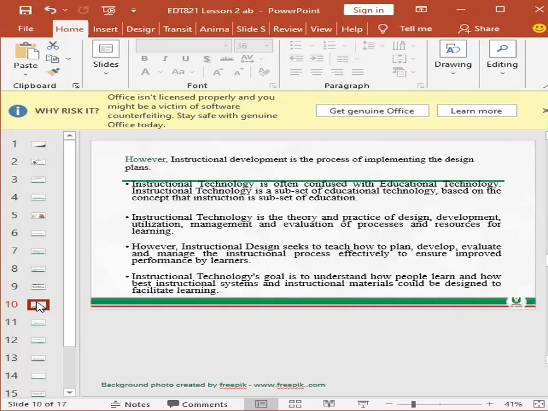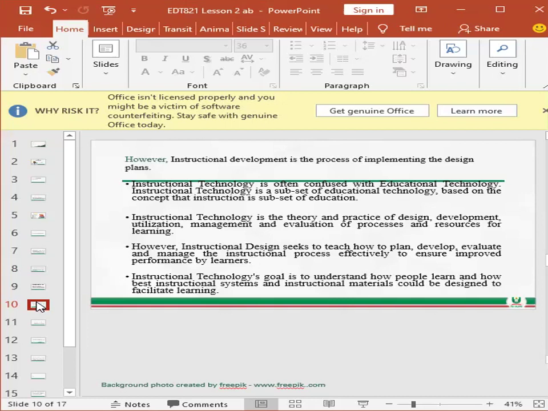Instructional technology is often confused with educational technology, whereas instructional technology is a subset of educational technology, based on the concept that instruction is a subset of education. Instructional technology is the theory and practice of design, development, utilization, management, and evaluation of processes and resources for learning.